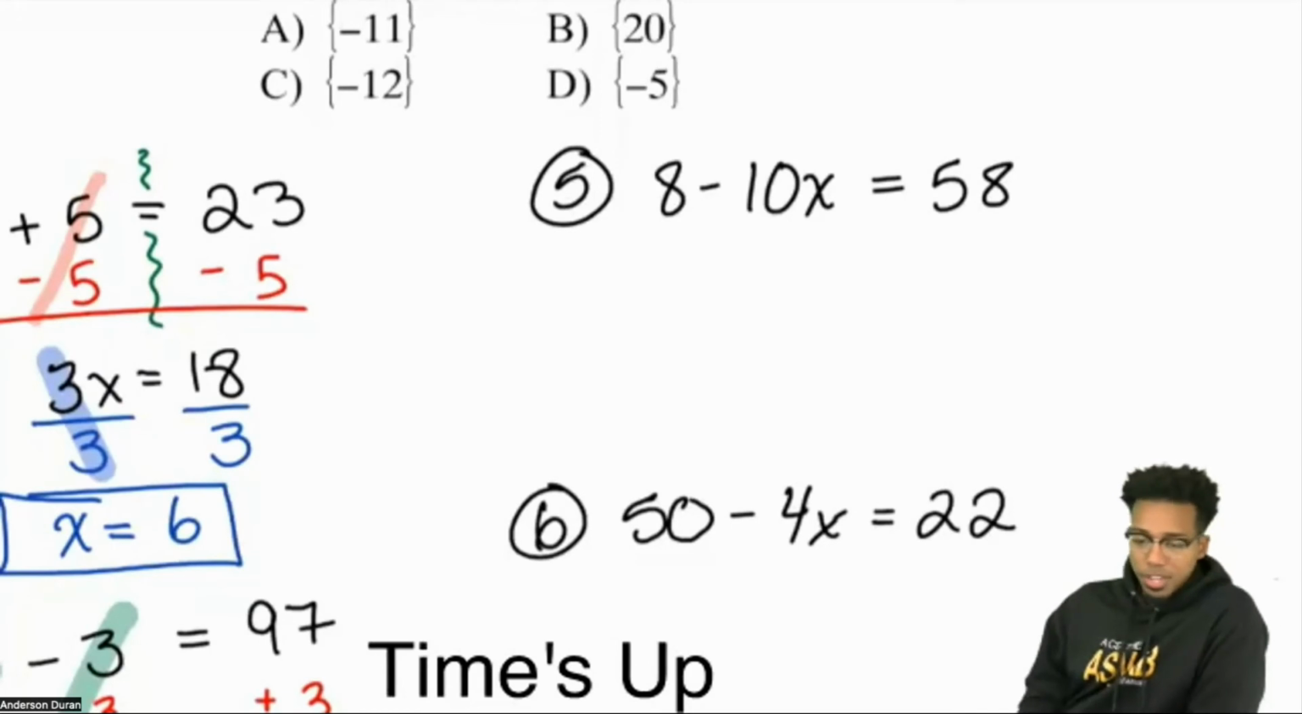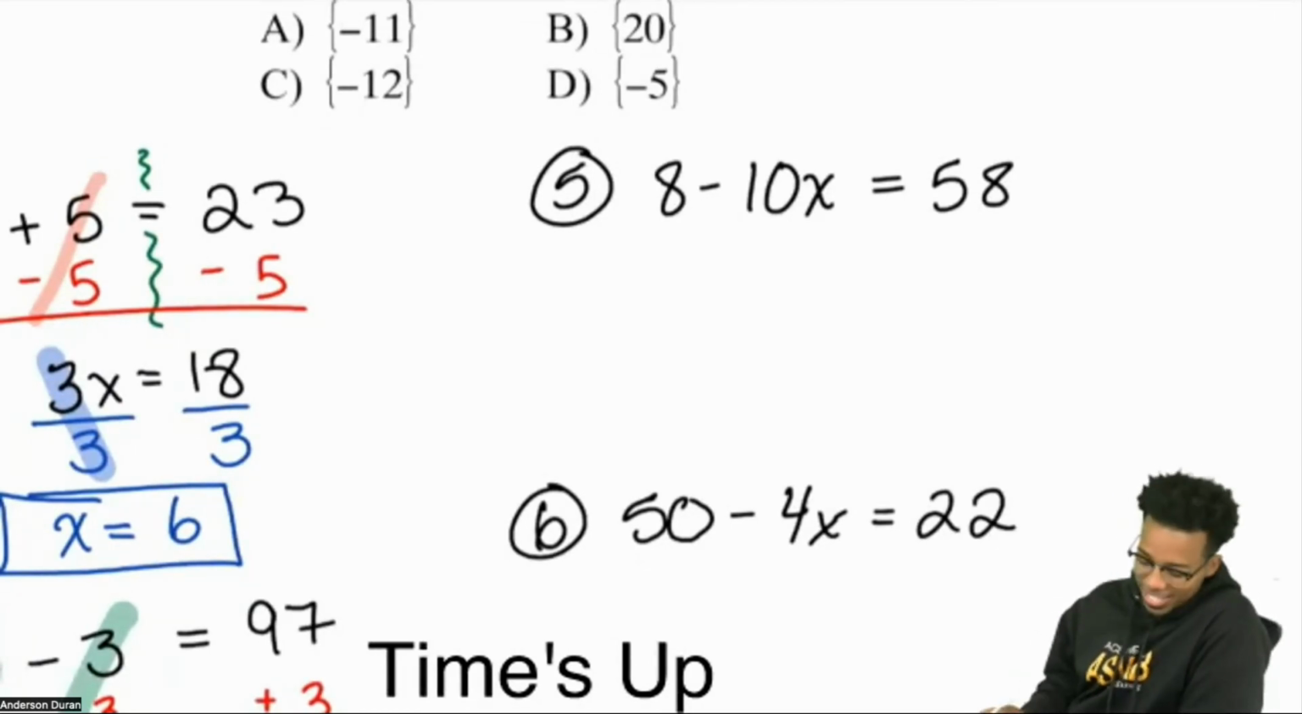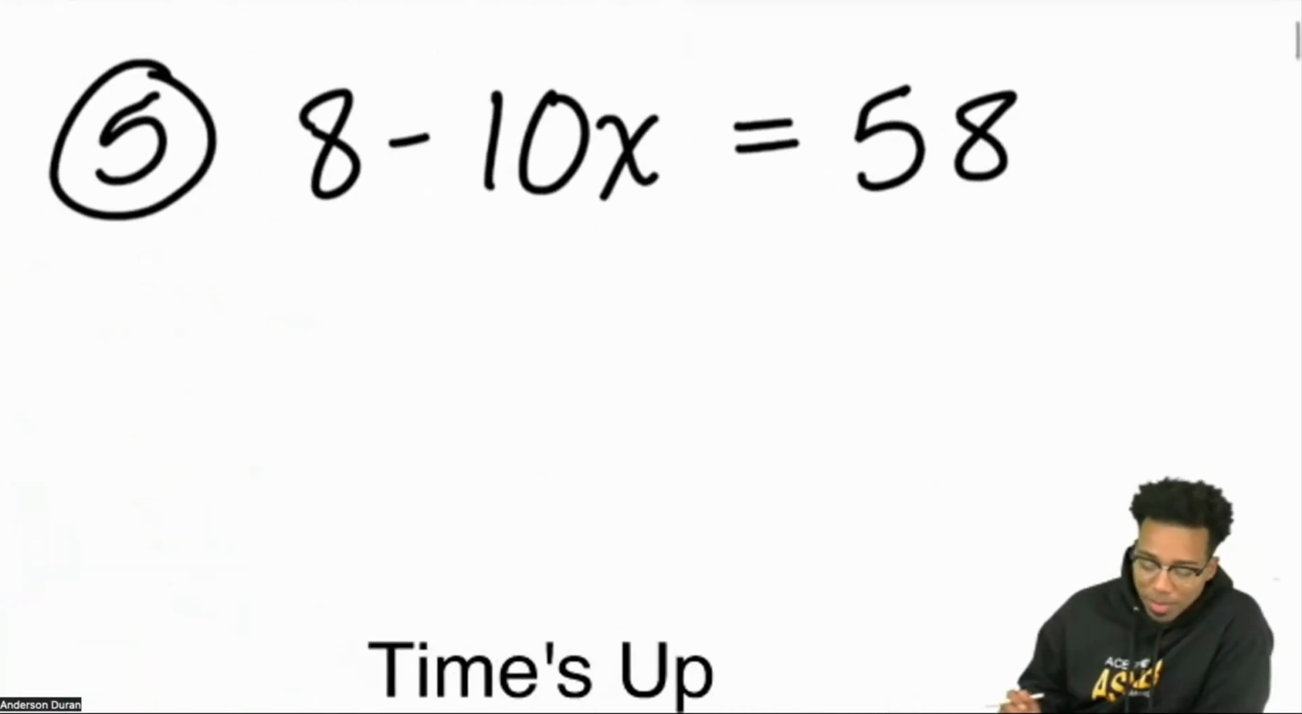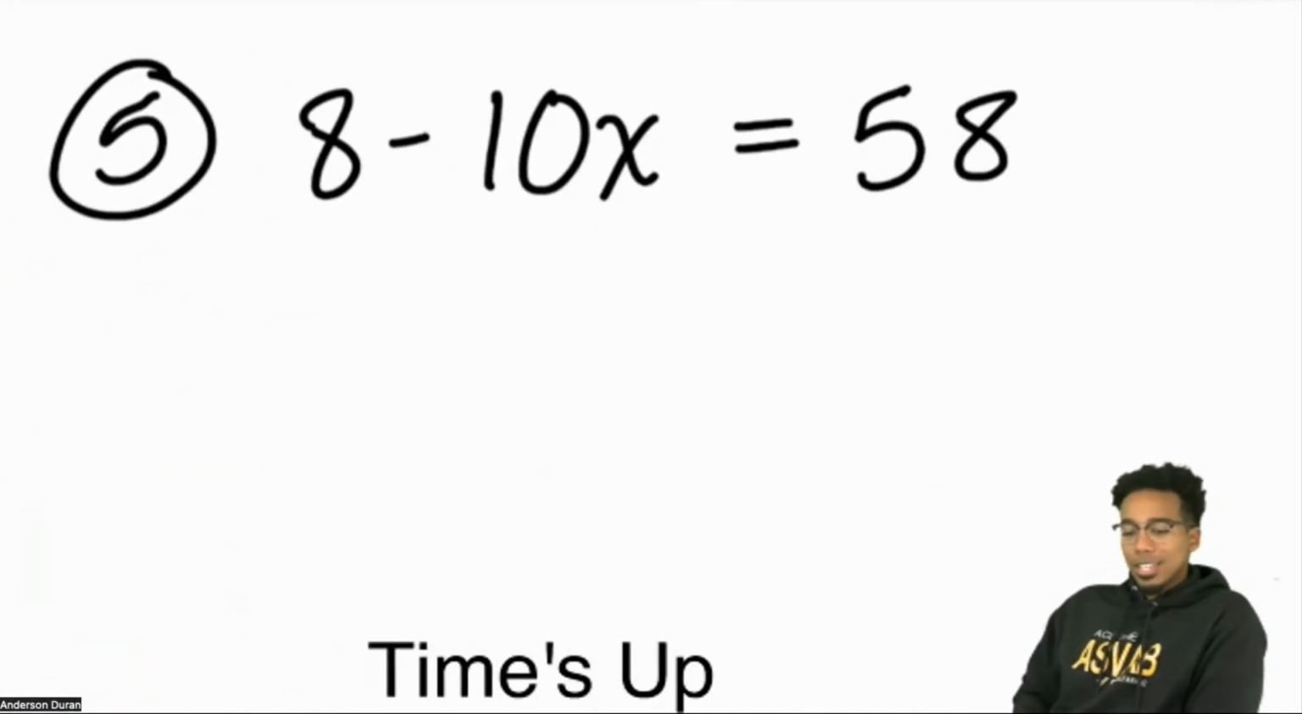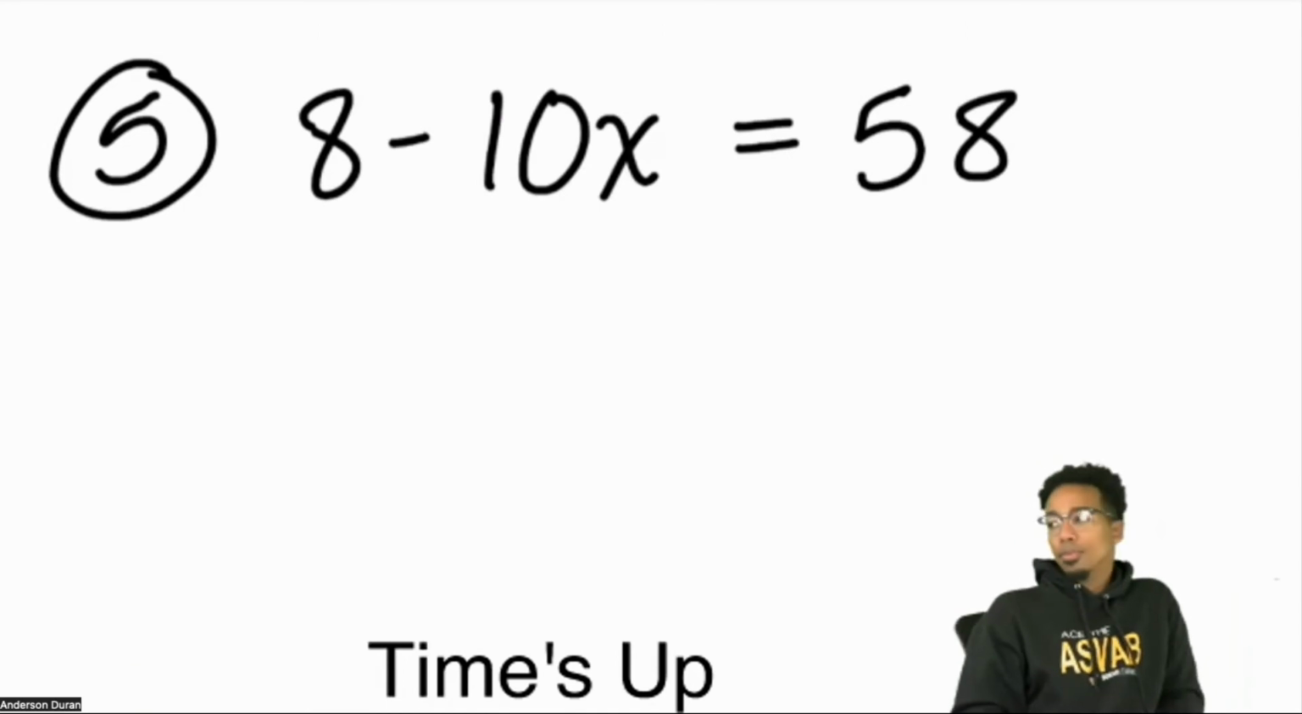Okay, no worries. If you didn't get the chance to try it, it's all good. I got you. So let's go ahead. Let's get to it. Number 5, we have 8 minus 10x equals 58.